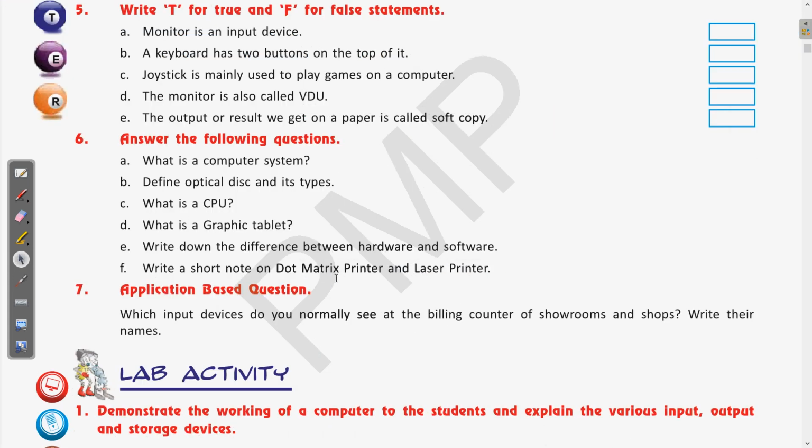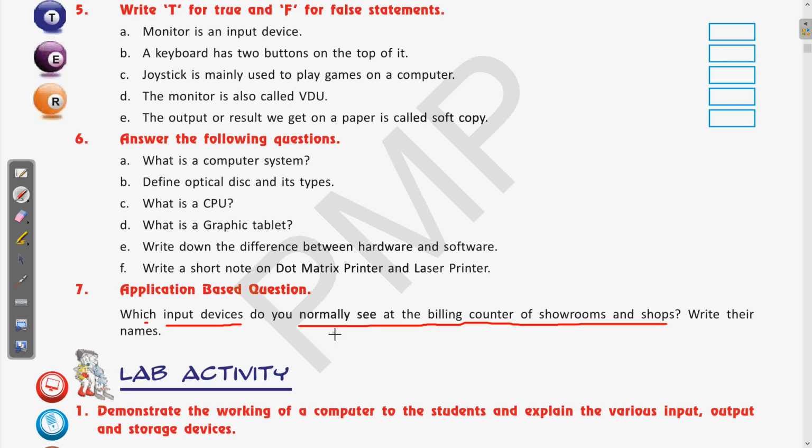So we have done the dot matrix printer. The next question is question 7, that is an application based question. Let us see which input devices do you normally see at the billing counter of the showroom and shops, and it is asking about the input devices. So I hope this is very easy. We have to mention the different input devices which we see at the showroom or the shops at the billing counter. So very easy, whatever input devices you find there, you can write as the answer.